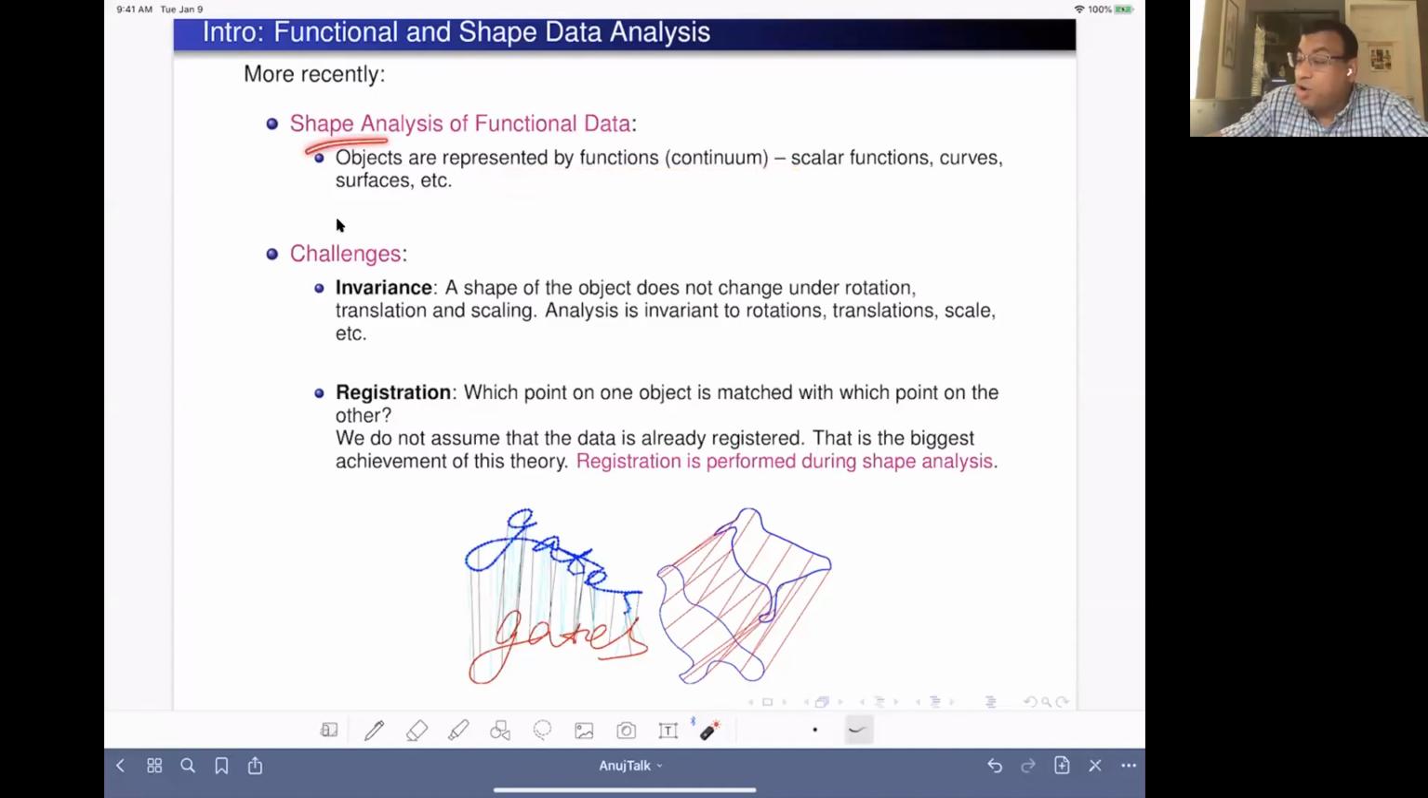So this is a more modern view of shape analysis. This is where the last 5-10 years of research have been: to not get bogged down by discrete representation, but be more general.